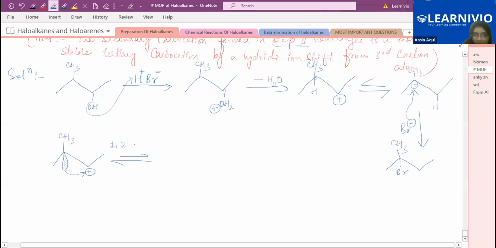1,2 hydride shift is the second step. Now this hydrogen, suppose this is first position, so यहाँ second position पे hydrogen shift हो गया. Now the carbocation is, this one was secondary, and this is tertiary, which is more stable.